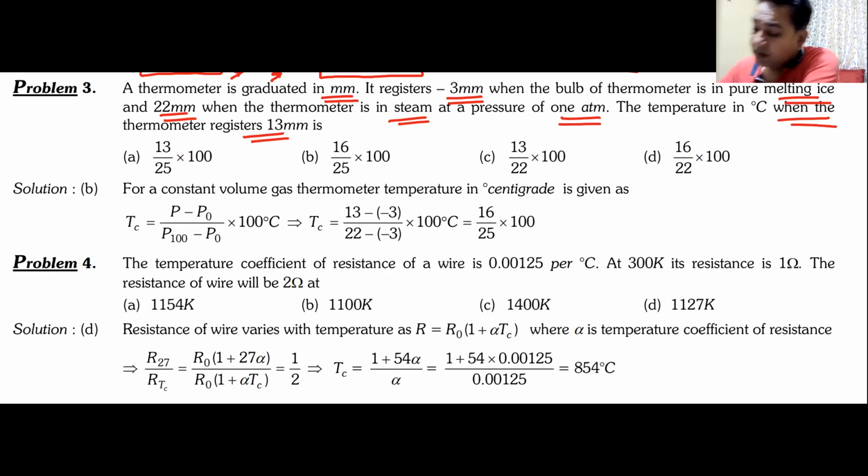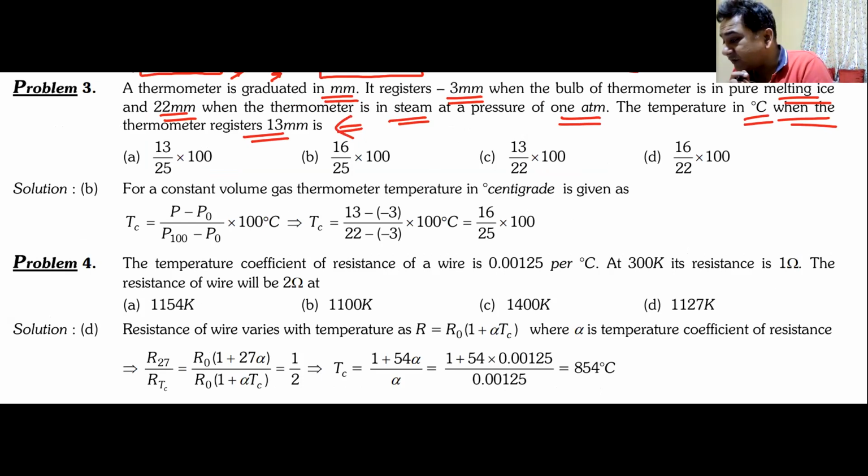Now you can go on and solve the problem that we were discussing in the first case. The thermometer is graduated in mm. It registers minus 3 mm when the bulb of the thermometer is in pure melting ice and 22 mm when the thermometer is in steam at a pressure of 1 atmosphere. What is the temperature in degrees Celsius when the thermometer registers 13 mm?